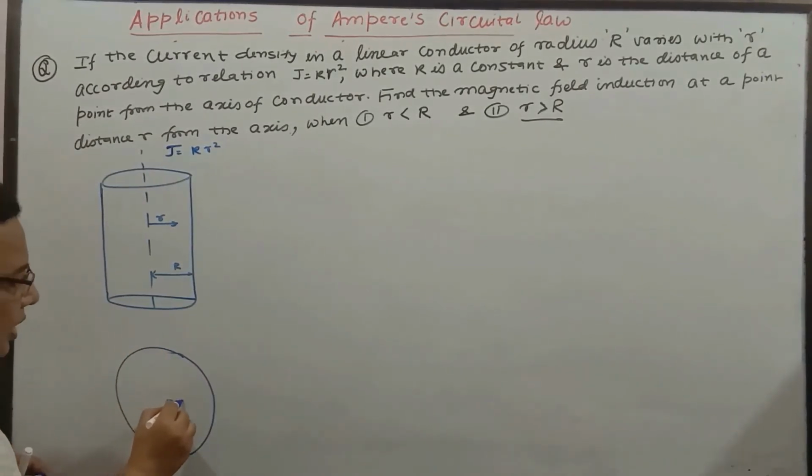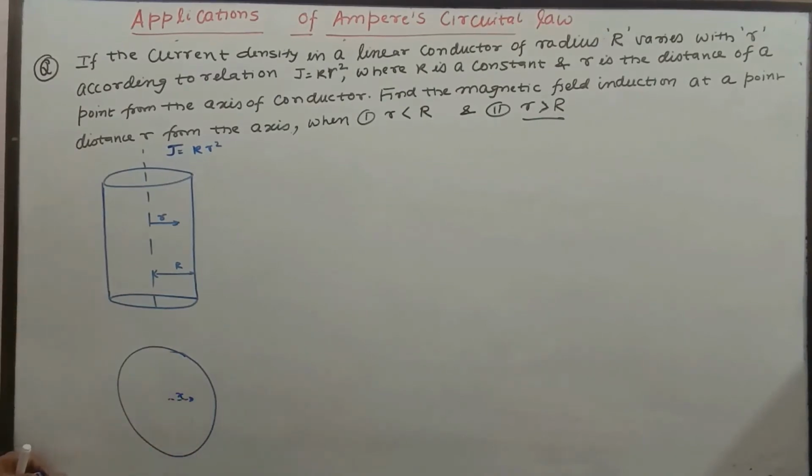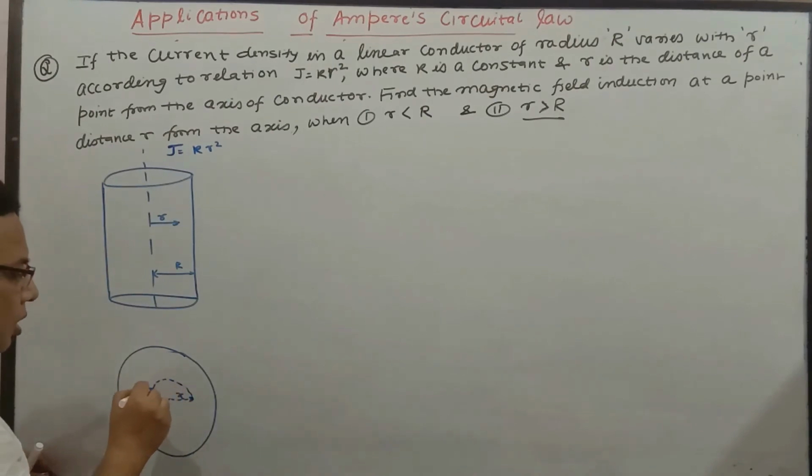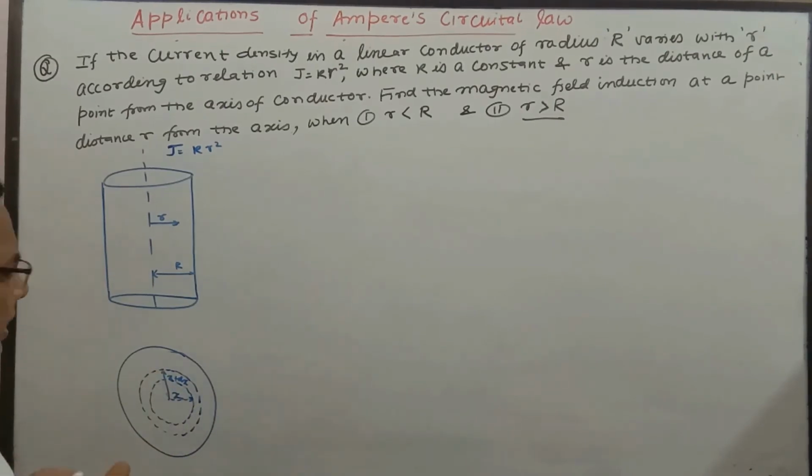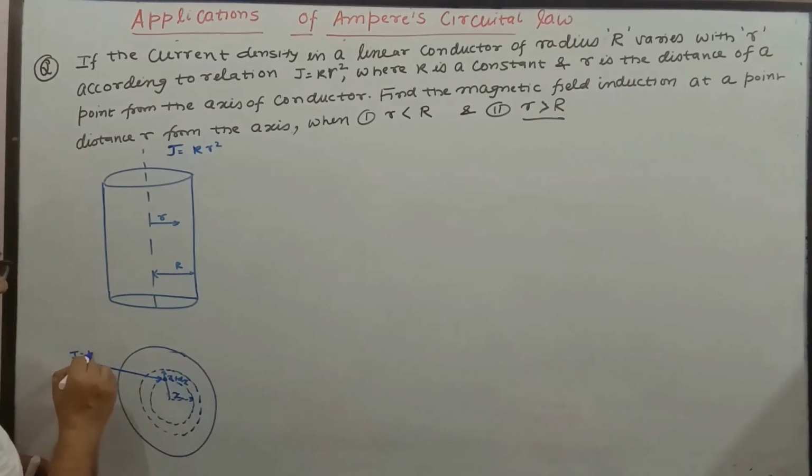From here, we are taking, say, a distance x. We are going to find an annular zone, that is, a hollow cylinder whose inner radius is x and outer radius is x plus dx. This dx is of such a small value that there is no such change in current density between these two points, very negligibly small as compared to x. So at this point, the value of J is equal to k into x square as per this relation.